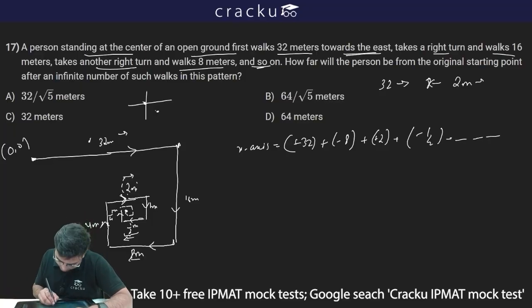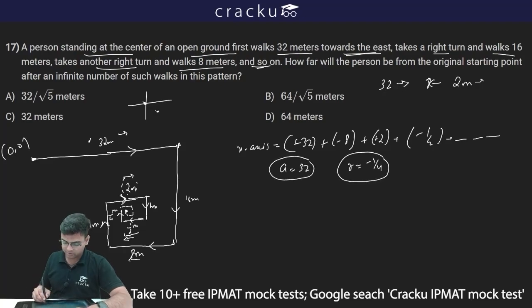Now in this infinite GP, our first term A is 32, and my common ratio is minus 1 by 4. So 32, then minus 8, then again multiplying by minus 1 by 4 it becomes 2, and again minus 1 by 2. So the total sum of this will be the total movement on the x-axis. I have to consider the total movement on the x-axis to find out my final point. So I have to consider all the positive movements and the negative movements.